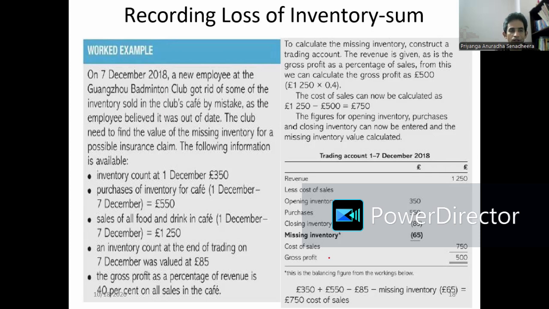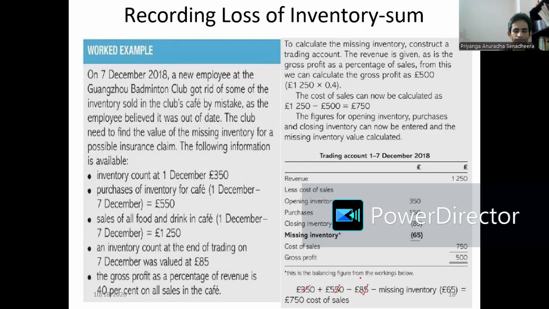Now, on 7 December 2018, a new employee at the badminton club got rid of some of the inventory sold in the club's cafe by mistake, as the employee believed it was out of date. The club needs to find the value of missing inventory for a possible insurance claim. The following information is available. In this question, we can see opening inventory is 350. Then the purchases, 550. And the closing inventory is given here, 85.